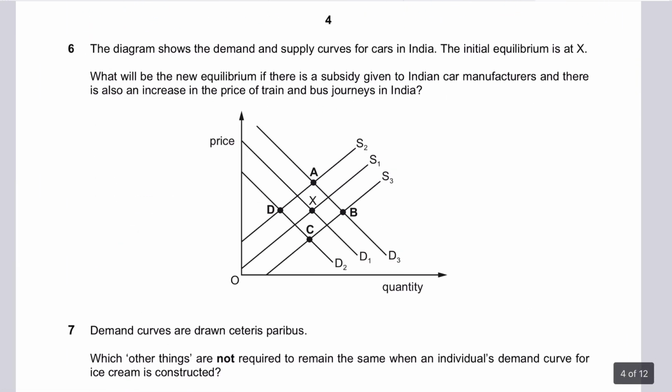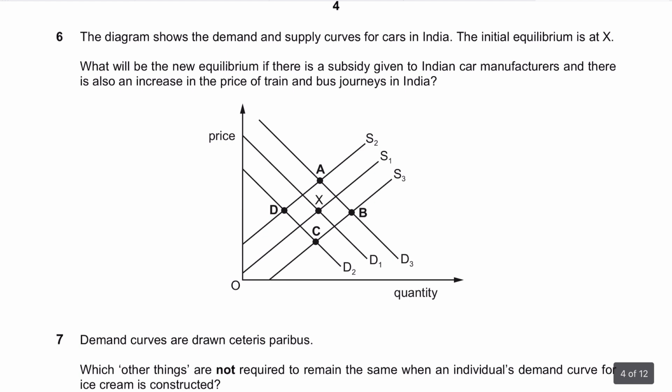Question number 6 says the diagram shows the demand and supply curves for cars in India. The initial equilibrium is at X. What will be the new equilibrium? Subsidies are government financial grants given to producers to reduce cost, given to Indian manufacturers.